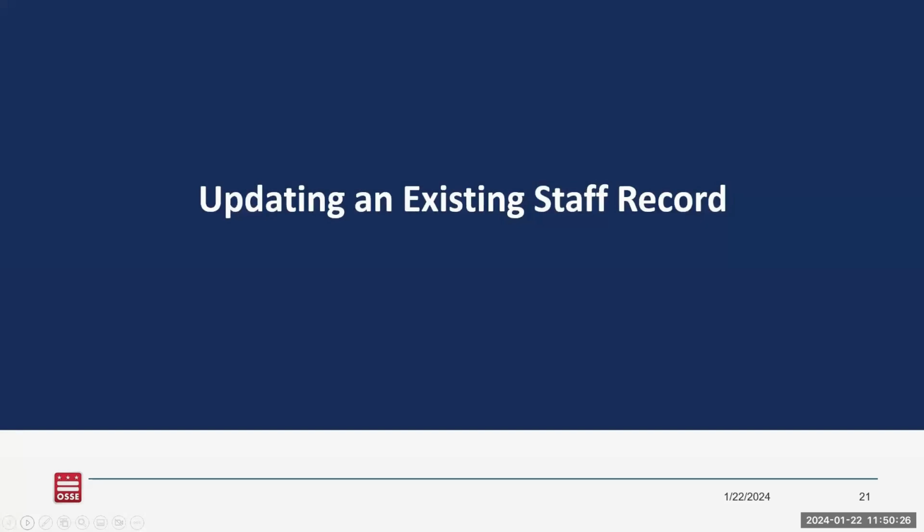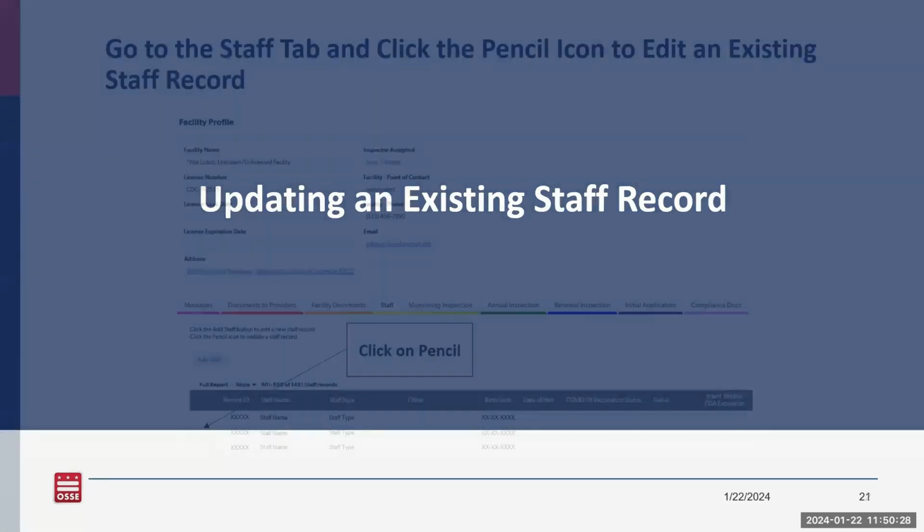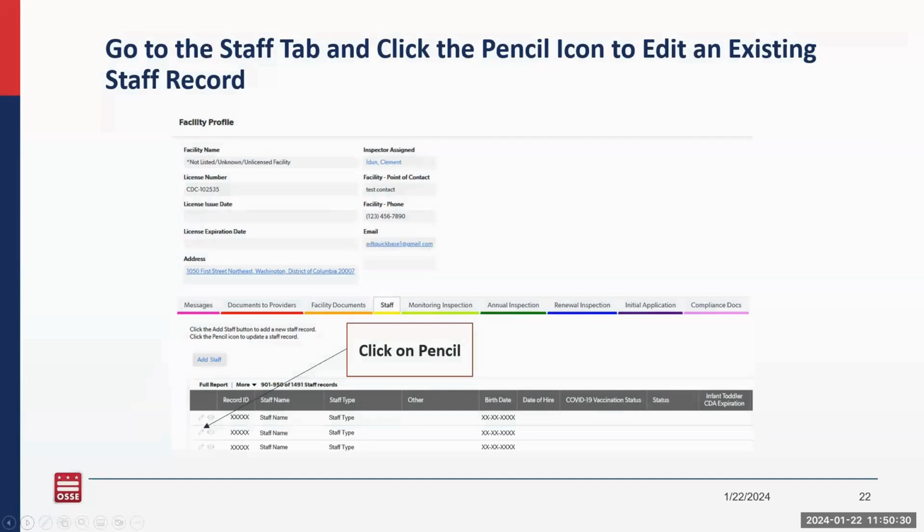Updating existing staff records. You must update staff records individually to include the correct staff type. Staff mobile phone numbers, staff email addresses, staff home addresses, and staff Social Security number must all be correct.